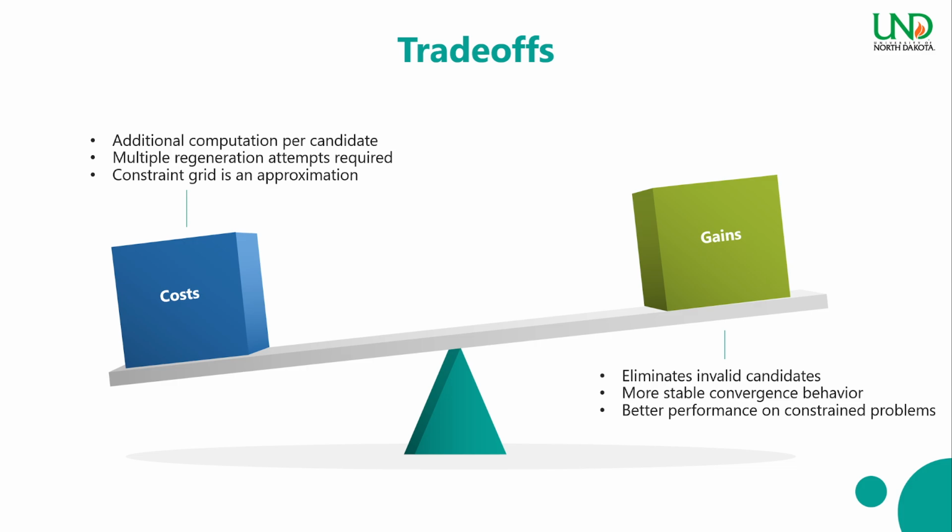There's also approximation. The grid itself is just a sampled view over the domain. We're not guaranteeing global validity. We're just doing it over the domain period. But here the gains are more meaningful. We completely eliminate invalid candidates from the population, and that leads to more stable convergence and better performance, especially as those constraints become more complex. So with the trade-off, we'll spend a small amount of extra computation up front to avoid wasting much larger amounts of effort later in the search.